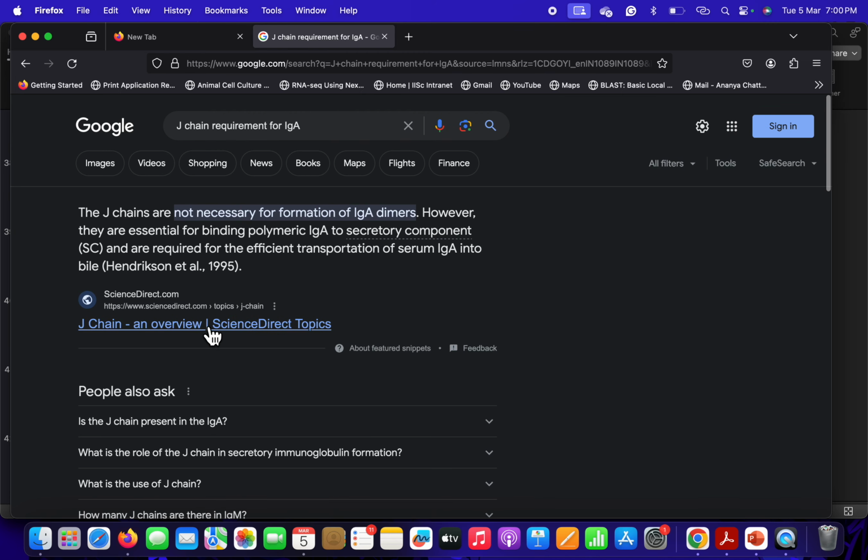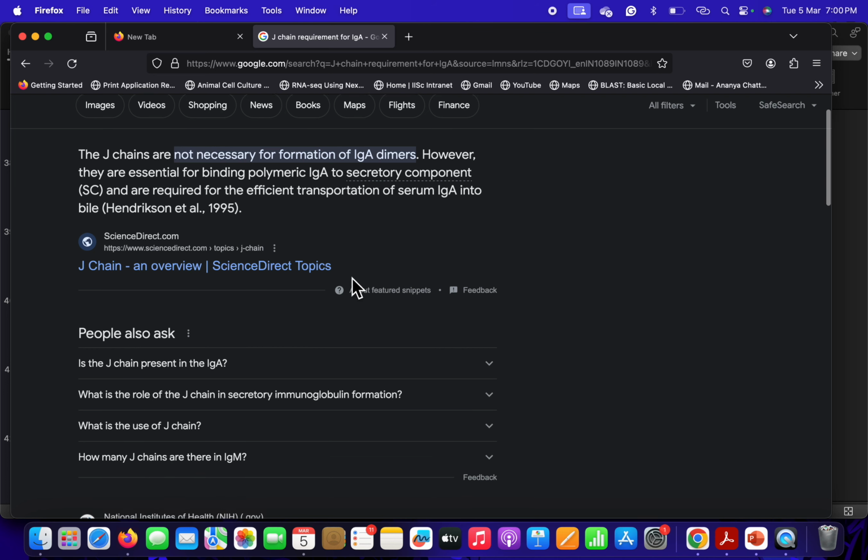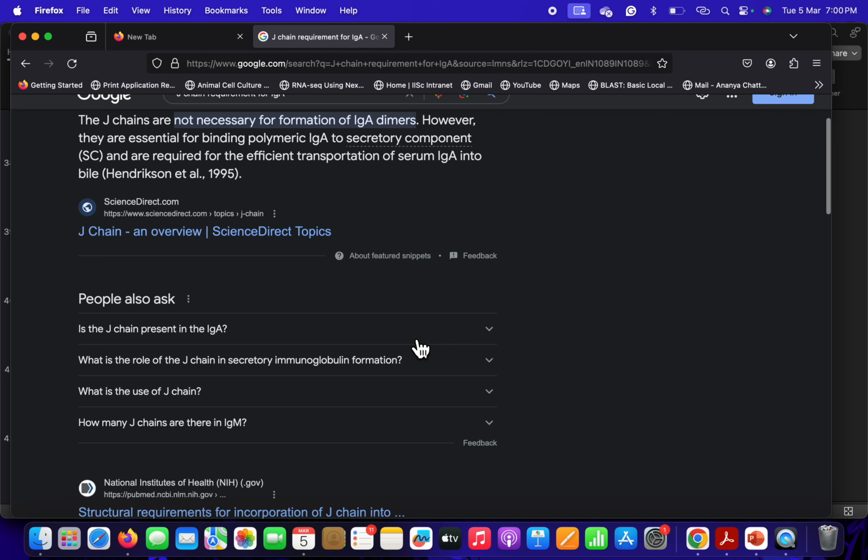So there is a Science paper. It's showing that the J chains are not necessary for formation of IgA dimers. However, they're essential for binding polymeric IgA to secretory component and are required for the efficient transportation of serum IgA into bile. So it gives solubility as well.